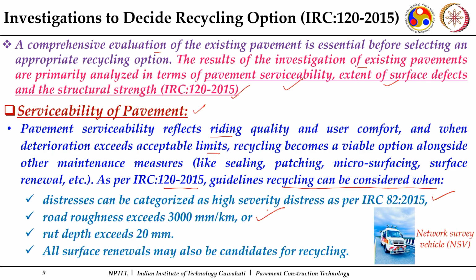Second, when the road roughness, so the smoothness of the surface, gets reduced to the extent where the roughness is 3000 mm per kilometer, and when the rut depth on the surface exceeds 20 mm, and even all the surface renewals where the surface has to be repaired or improved, they can form a candidate for recycling. So this exercise needs to be carried out to see the extent of severity of the distresses, the road roughness, the amount of cracks or the rut depth which is present, and then we can decide what could be a possible recycling option.